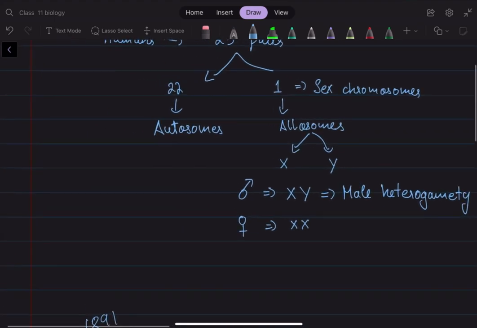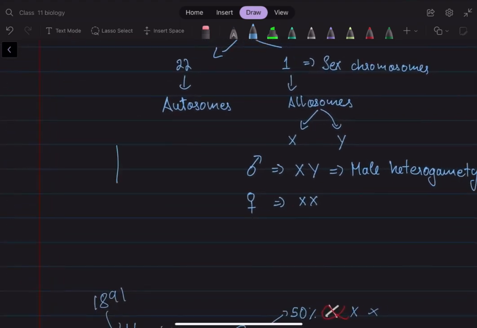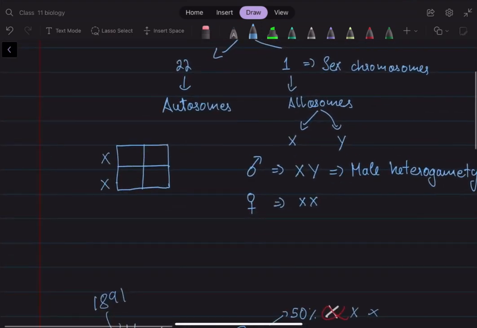Now if you put up a Punnett square, you have XX here, let us say this is for the female, and for the male, let us say we have XY. So here we have XX, we have XY, we have XX, and we have XY. So you see there is 50% chance of getting a female and 50% chance of getting a male. So there are equal chances of either getting a male or a female.